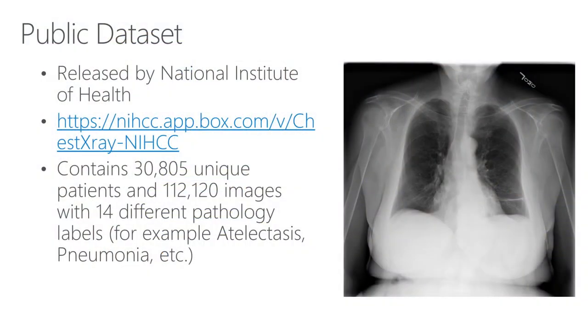So a few months ago, NIH, the National Institute of Health, released a huge data set on pneumonia and on 14 other lung diseases. So we use that public data set, and it has some labels. We use those labels to make the prediction and train the models. And that's basically the data set.